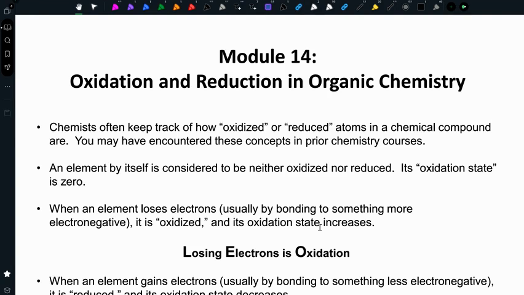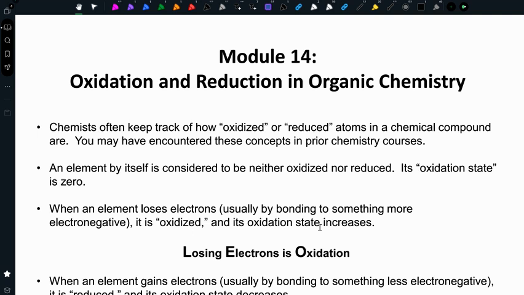Like many things in organic chemistry, we are going to take a simplified approach rather than a very rigorous approach to treating oxidation or reduction, because it can be helpful when you see a reaction to identify if a molecule has been oxidized or reduced. That gives you an idea of the kinds of reagents you might use to carry out that reaction.